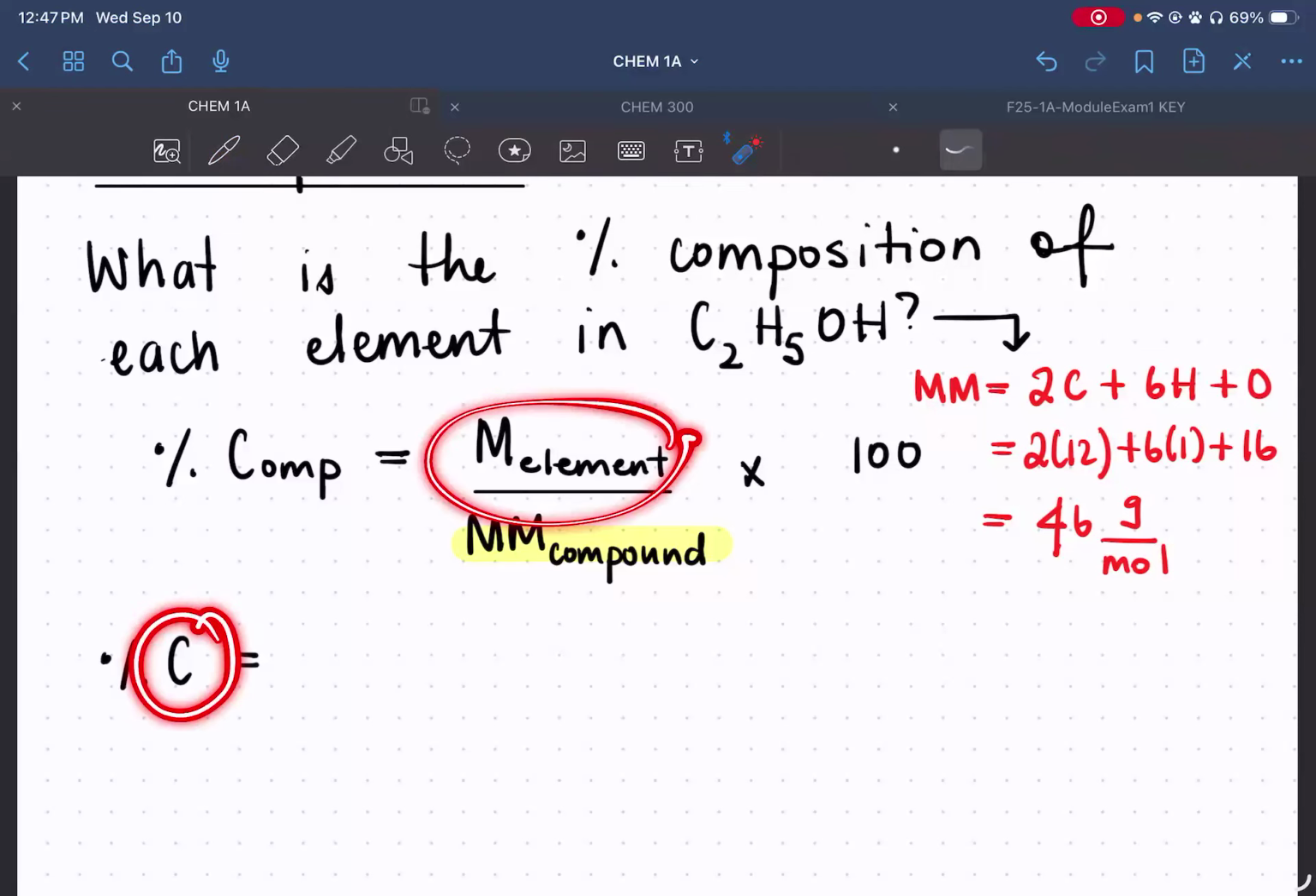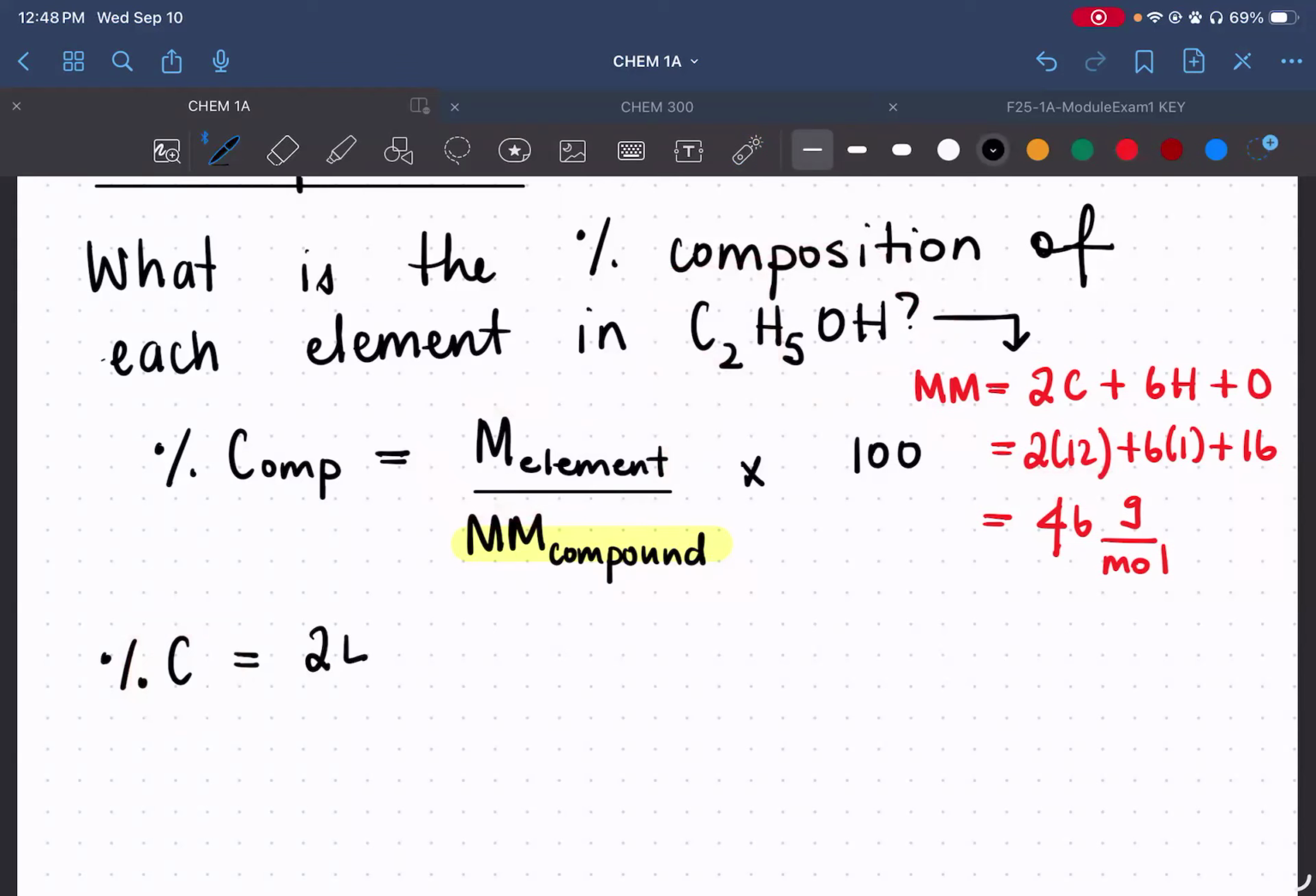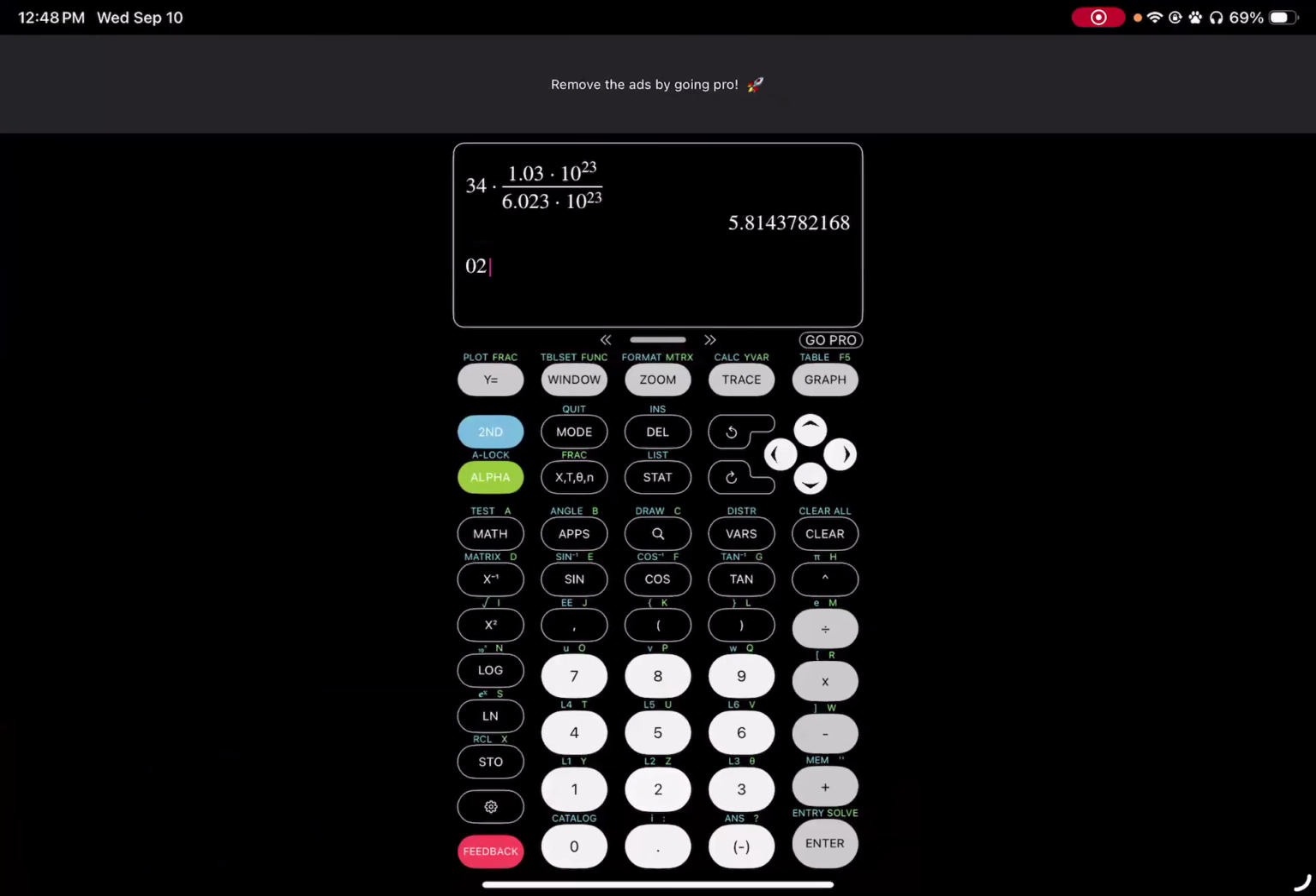What we need now, of course, is the mass of the element. All right. In the compound, there are 2 carbons. Each carbon is 12 grams, and there are 2 of them. So the total mass of the element is 24. That'll be divided by the molar mass, 46, times 100. Putting this into our calculator, 24 divided by 46 times 100 is equal to approximately 52%.